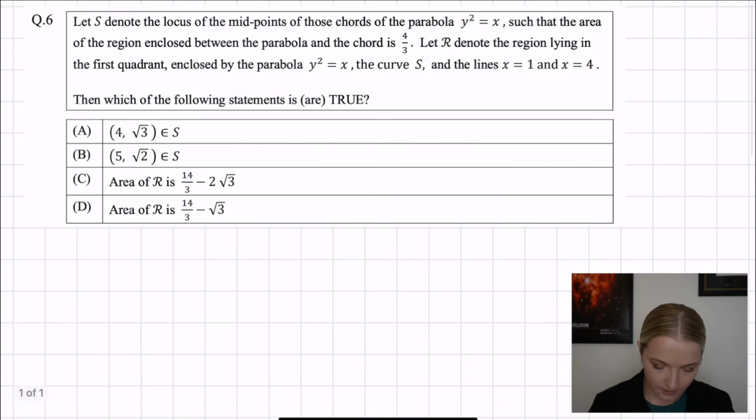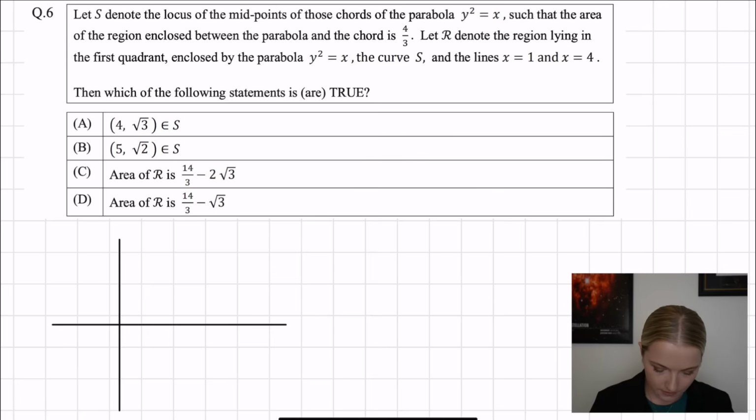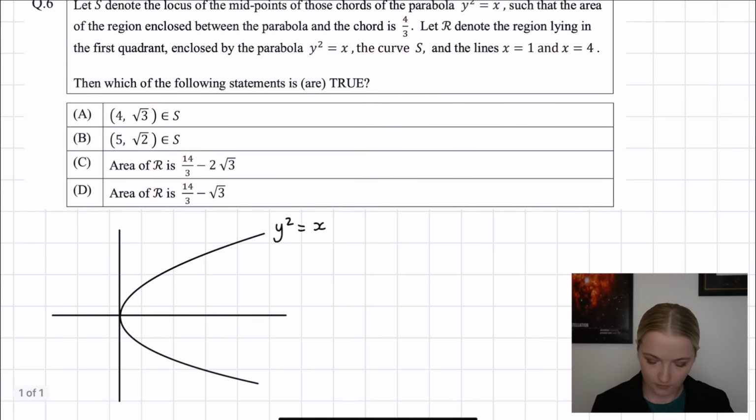So, like with any maths problem, I love to do a little drawing. So we have a parabola, so let's draw that. Let's do it like this. And we have a parabola like this. And I'll just move that over. So we know that we have y squared. This is y squared equals x. And that's why the parabola is on its side, because it's y squared equals x.